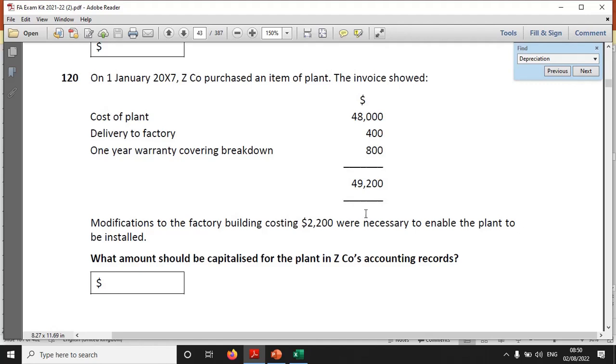So what you're going to do is calculate this number, 48 plus 400 plus 22. How much are you getting? 5,600. So is there a question on that one? Why have we left out the 1-year warranty? Because this particular warranty is going to expire within 1 year, isn't it? It's not a long-term cost. You understand? It's not a long-term cost.